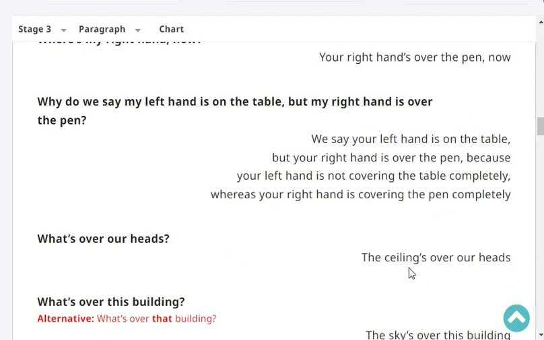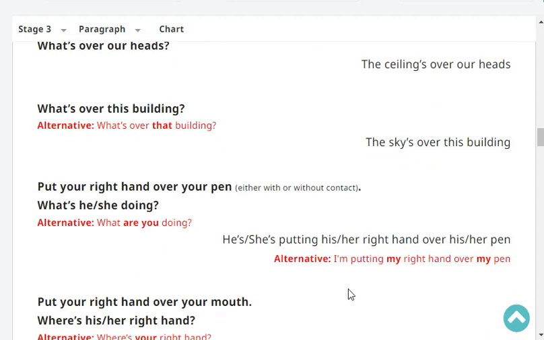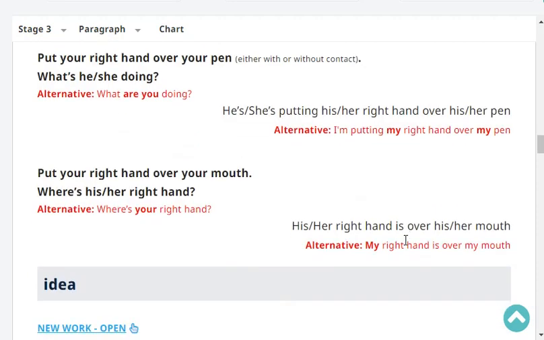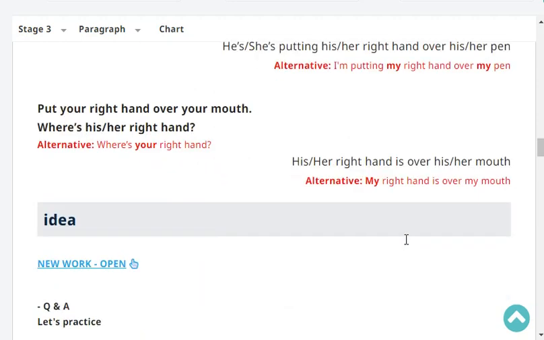What's over our heads? The ceiling's over our heads. What's over this building? The sky's over this building. Put your right hand over your pen. What's he doing? He's putting his right hand over his pen. Put your right hand over your mouth. Where's his right hand? His right hand is over his mouth.